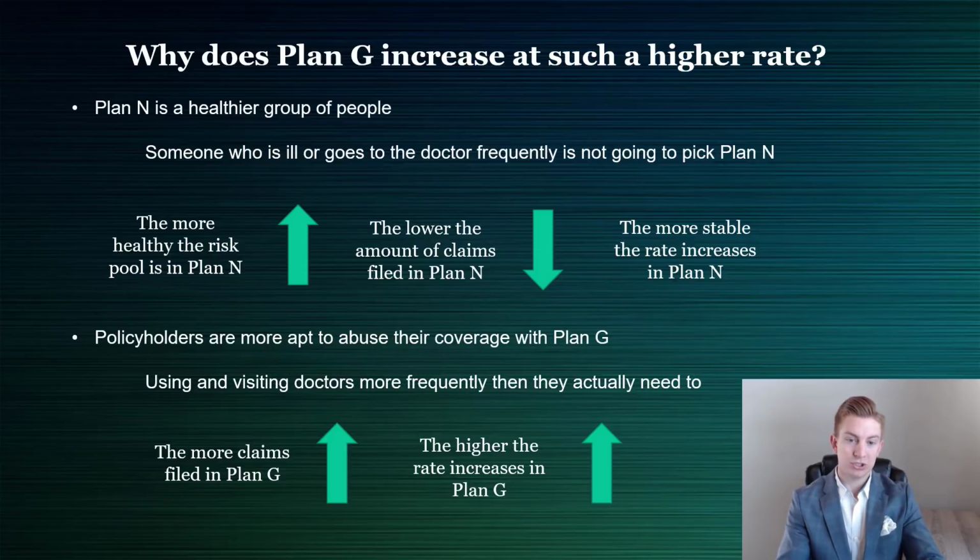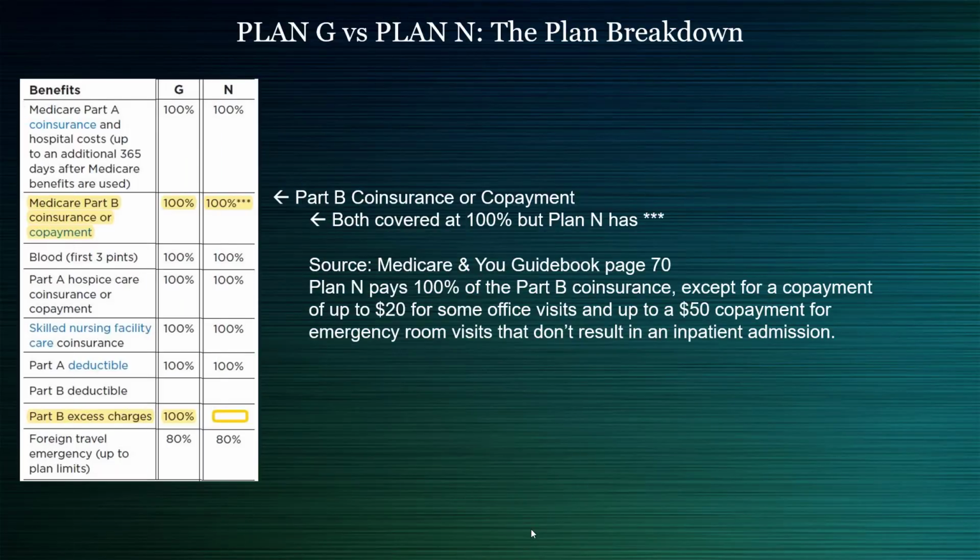Given that Plan G has just newly become a guaranteed issue pool for the folks turning 65 after January 1, those rate increases are probably going to start to go up a little bit higher than they are right now anyway. So let's come back and look at the one other difference between Plan G and Plan N, and that is the Part B excess charges. As you can see, on Plan G it's covered at 100%, and on Plan N it's not covered at all.